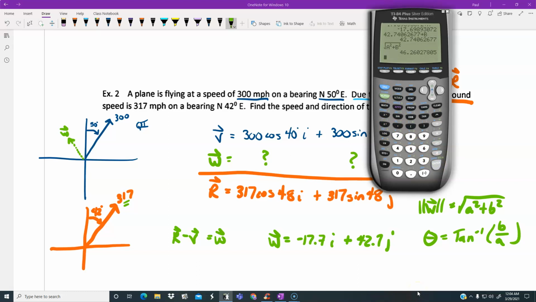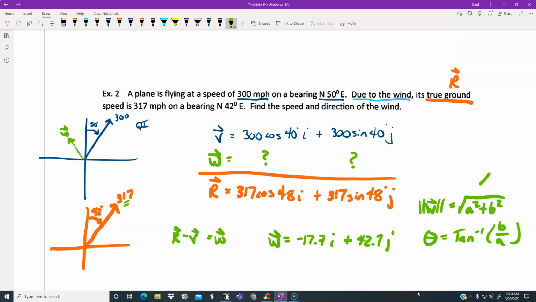46.26 or 46.3, that's what this is. 46.3 miles per hour, I think, is how big the wind was. So a 46-mile-an-hour wind. And in what direction is it going to be going?